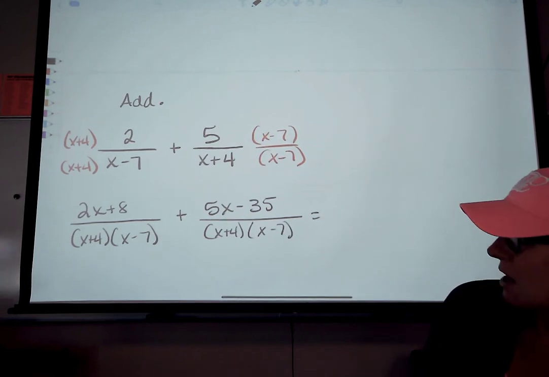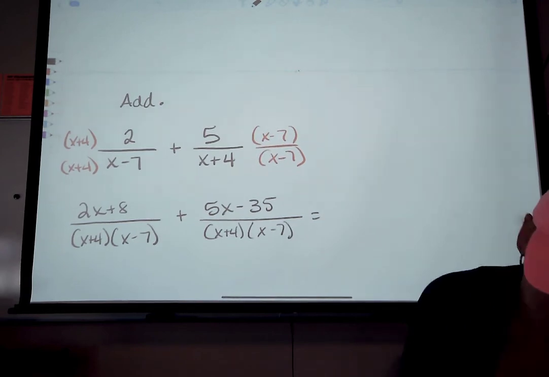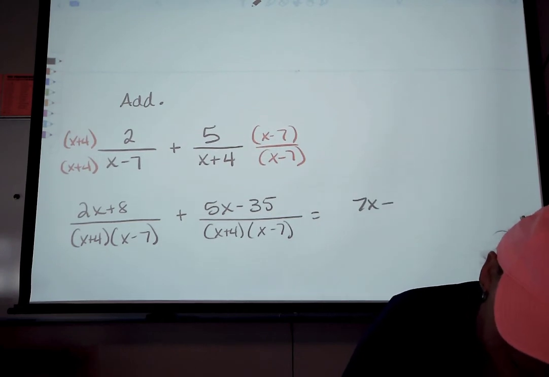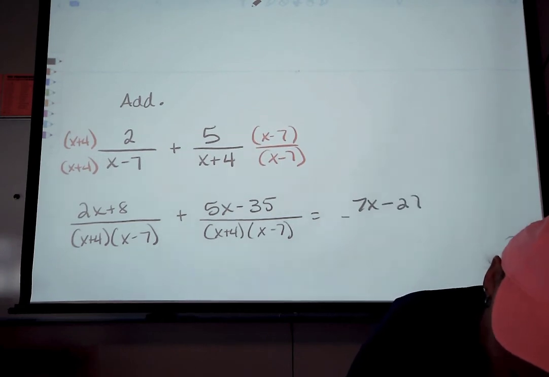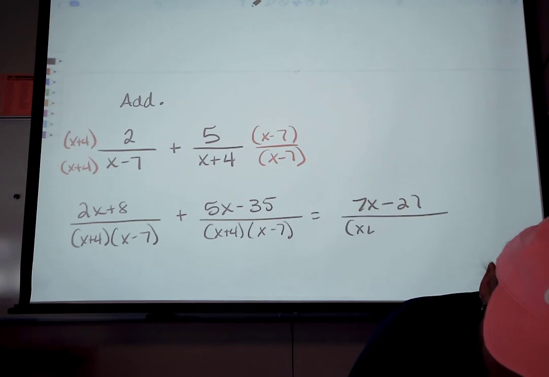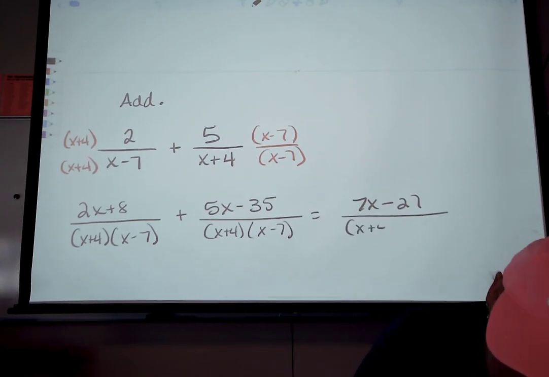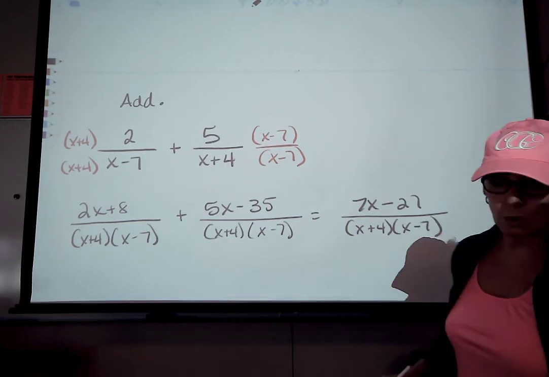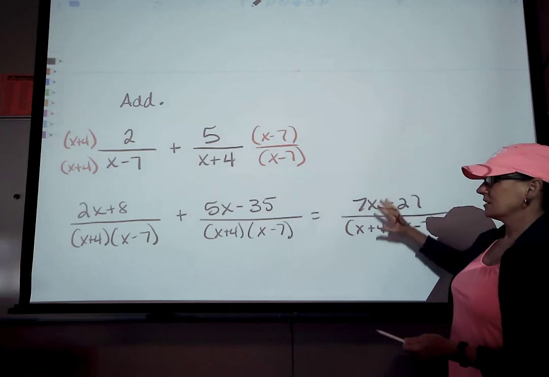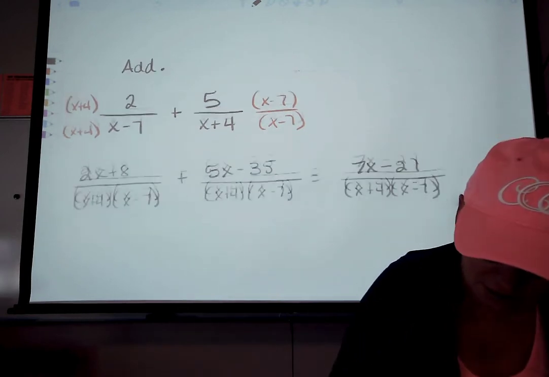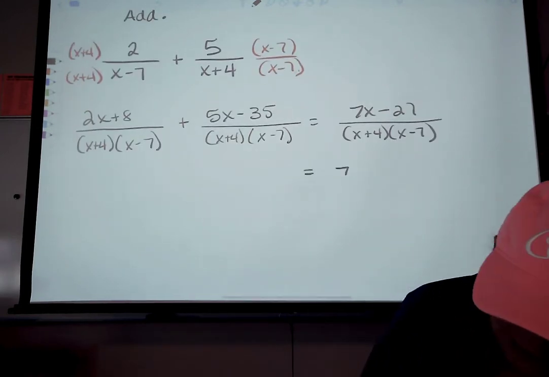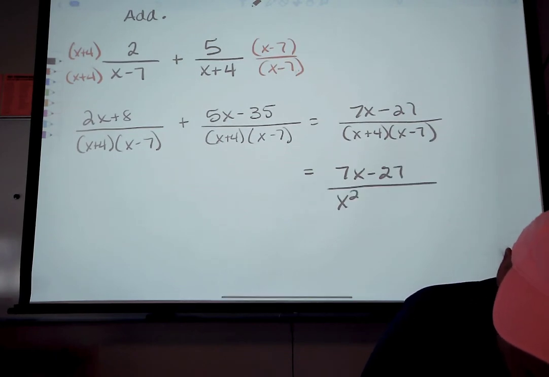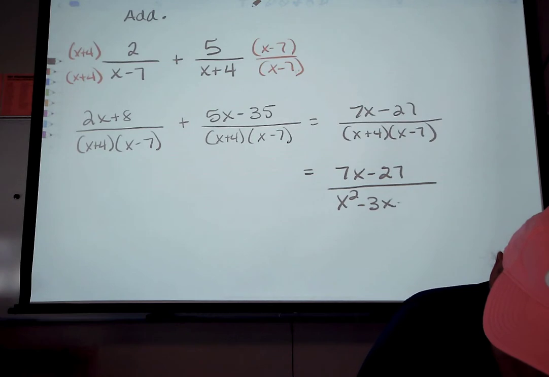Now that you have common denominators, you may combine your numerators, and I get 7x minus 27 all over the product of the two binomials. Or another way you may see this kind of result is with the denominator multiplied out. So you might see it as 7x minus 27 over x squared minus 3x minus 28.